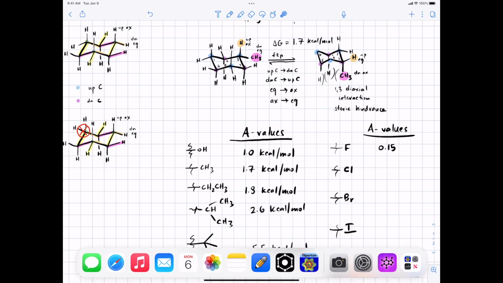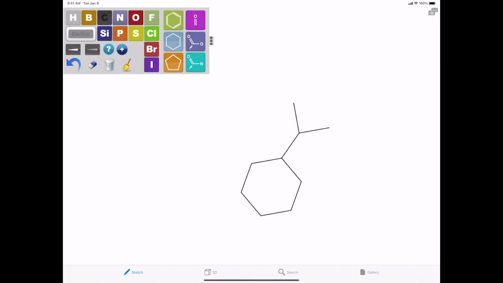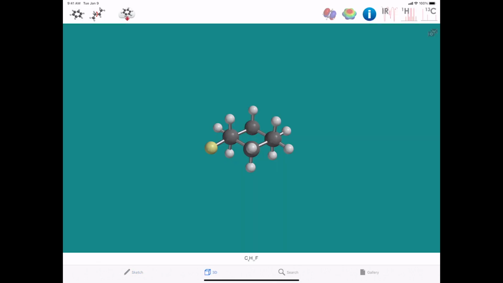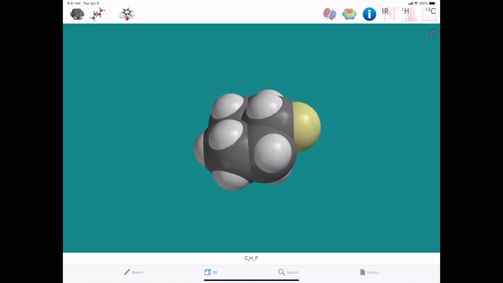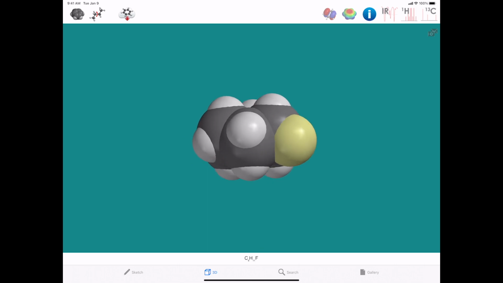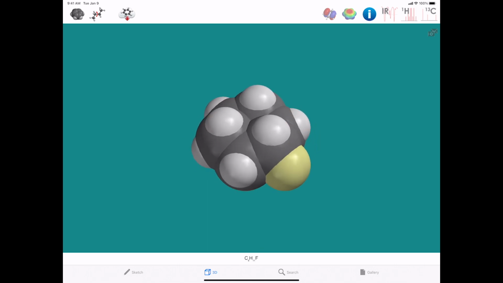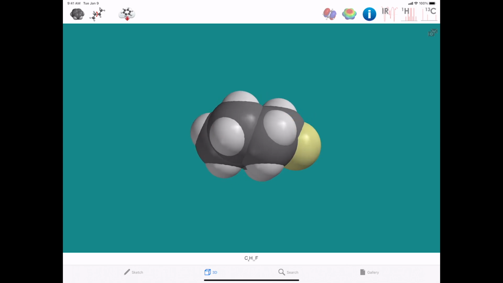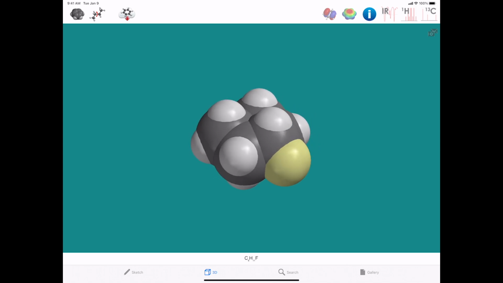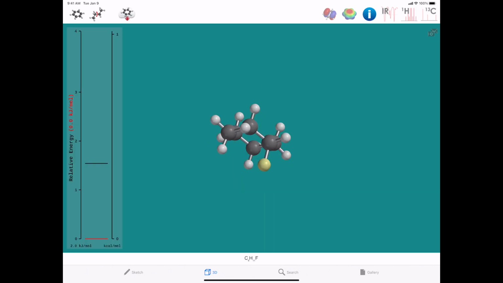We can go look at a space filling model for that. And so there's fluorine in the equatorial conformation. Let's see that space filling. It's a little bit bigger than a hydrogen, but not much. Sometimes people in OChem will say that fluorine is isosteric, meaning it takes up just about the same amount of space as hydrogen. And oh wow, they're actually showing you that the axial conformation is more stable.